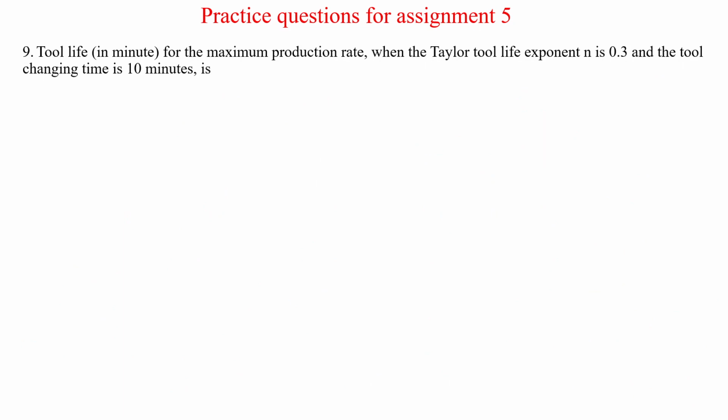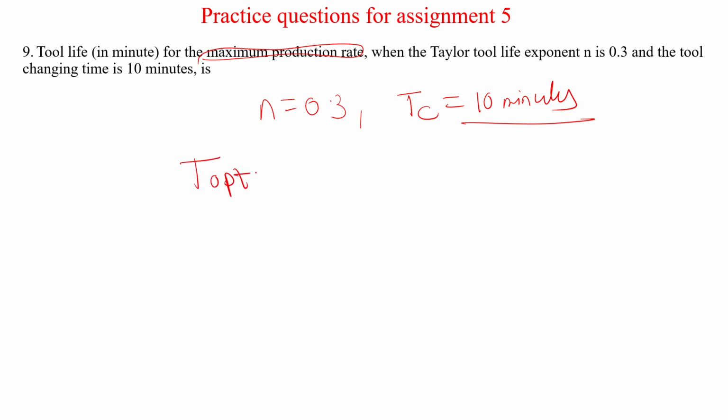Okay. See, the next question is tool life for a maximum production rate. When the tool life exponent n is given to be 0.3 and tool changing time TC is given to be 10 minutes, you need to find the tool life for the maximum production rate. So we know that for maximum production rate, the optimum tool life is how much? (1/n minus 1) into TC. Right? Just solve it. Please solve and tell me the answer. There is a direct formula used for this.